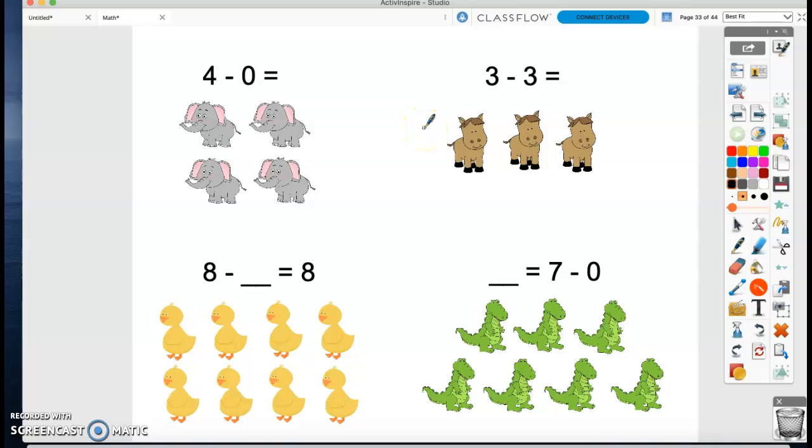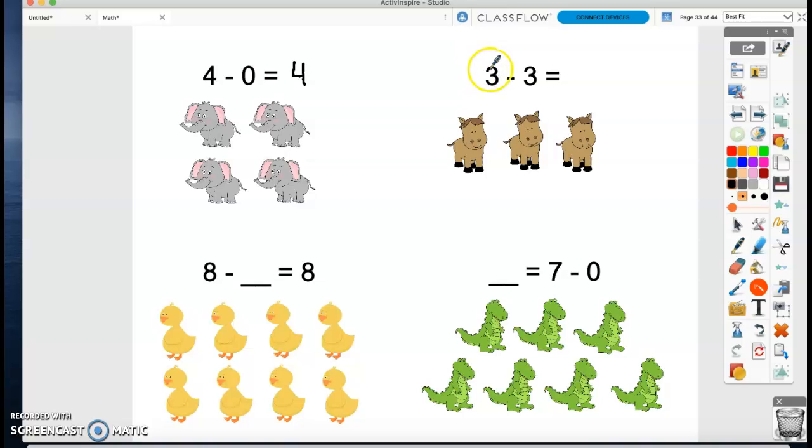So let's look and see what our problems say. This one says 4 minus 0. There are 4 elephants, but we're not going to cross any off. So how many elephants are we going to have left? Great, you're right. It is 4. We have all 4 still left.